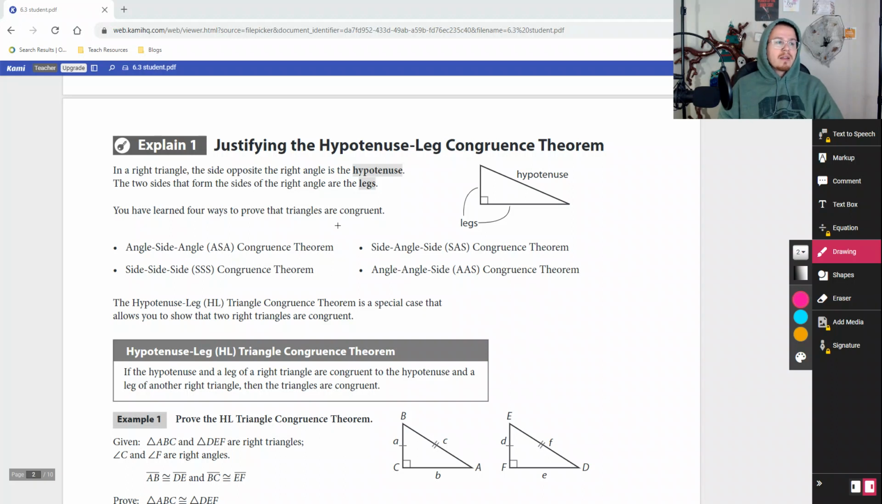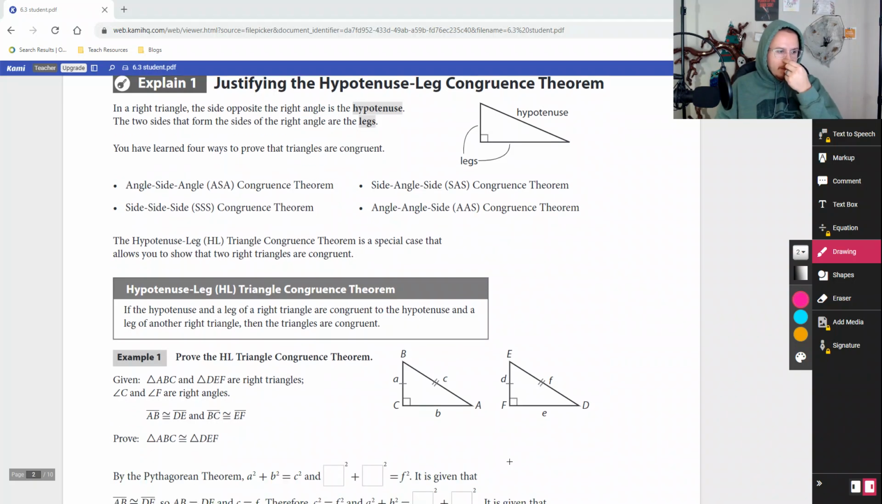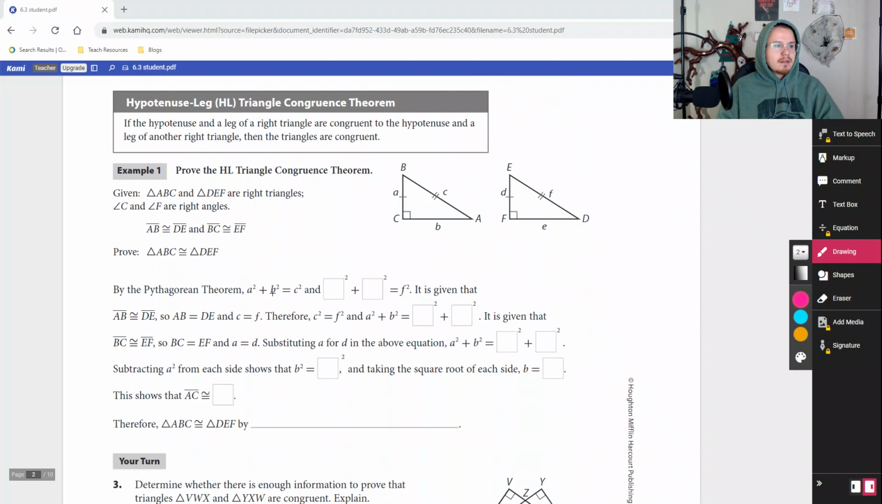So the other one that we can do is hypotenuse-leg. Legs are the short sides of a right triangle. The hypotenuse is the side opposite the right angle. Okay? So let's get into it. Make sure you get the theorem down.